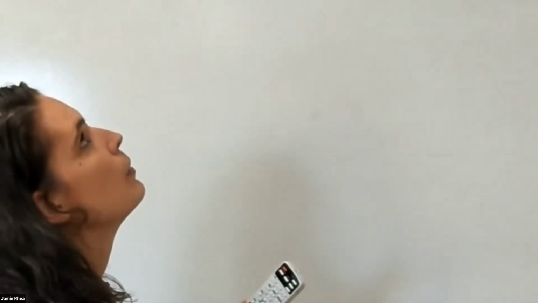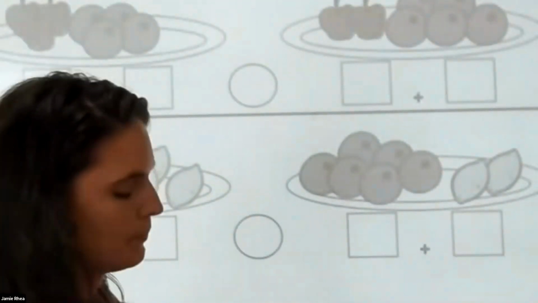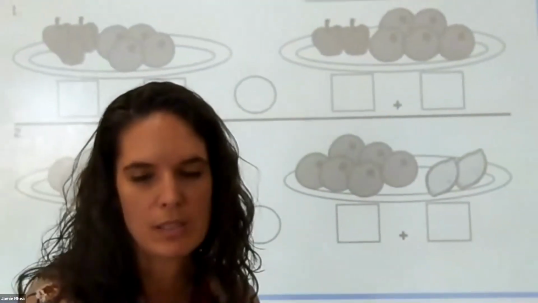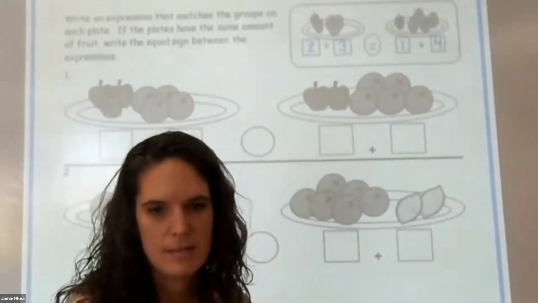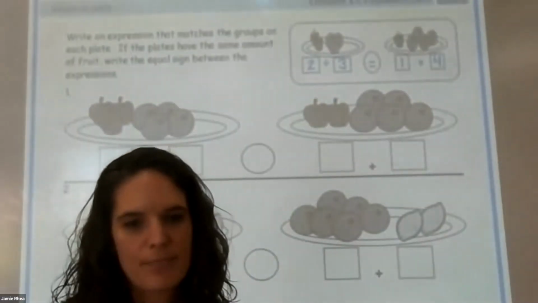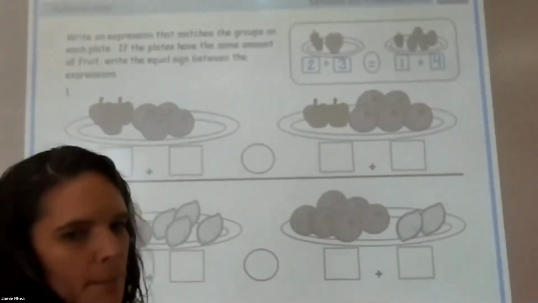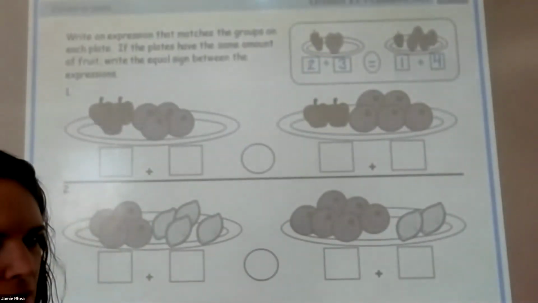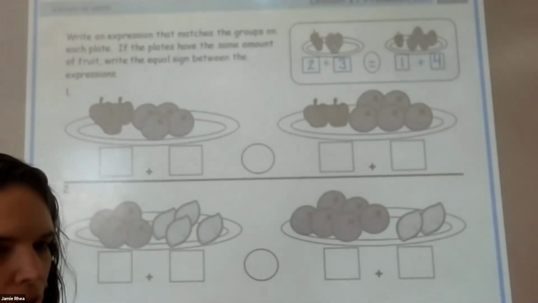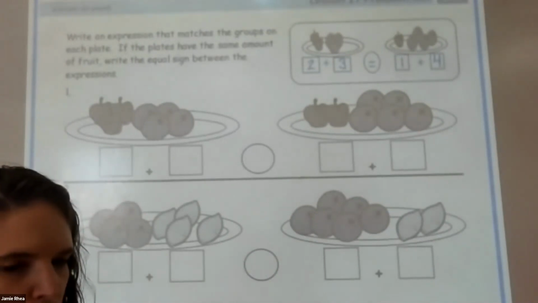Okay, let's get our screen back up here so we can go over our problem set. There we go. I'm going to zoom out so you can see it. All right, let's look at this. Write an expression that matches the group on each plate. If the plate has the same amount of fruit, write the equal sign between the expressions.